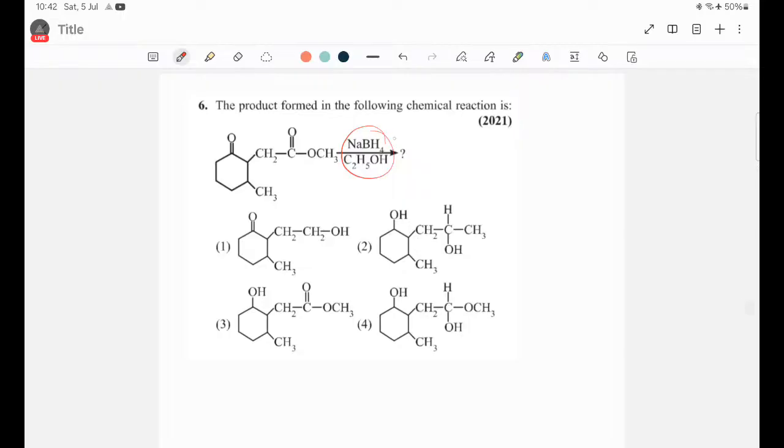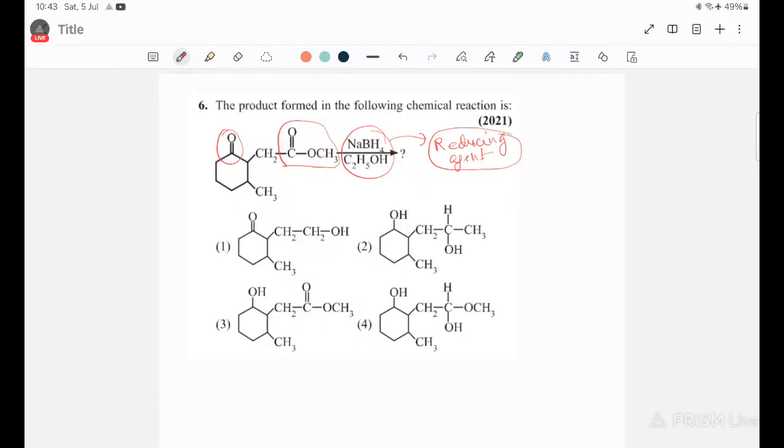See, what is the nature of this NaBH4? It is actually a reducing agent. Now most of you will think that if it is a reducing agent, then everything will be reduced, right? Everything means this double bonded oxygen should be reduced and this ester should be reduced, right? So most of you will think like that, but the speciality of NaBH4 lies in this question. What is the speciality now?